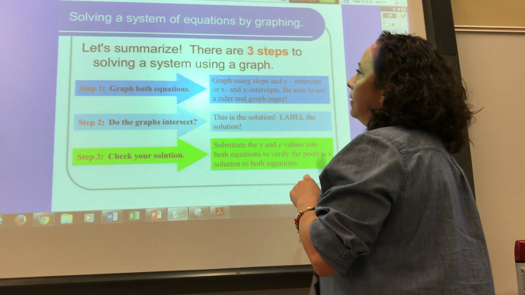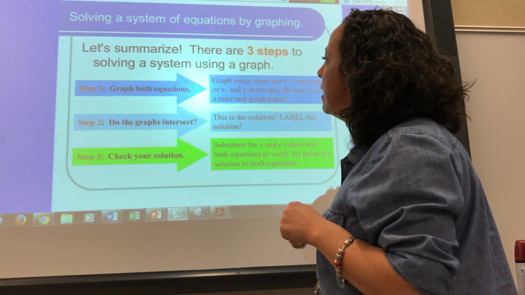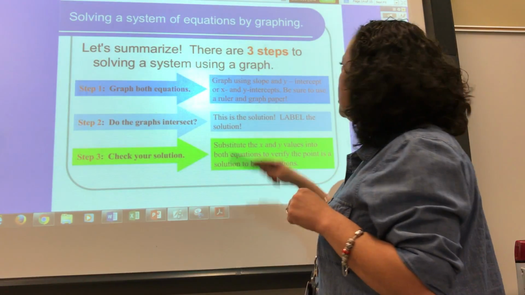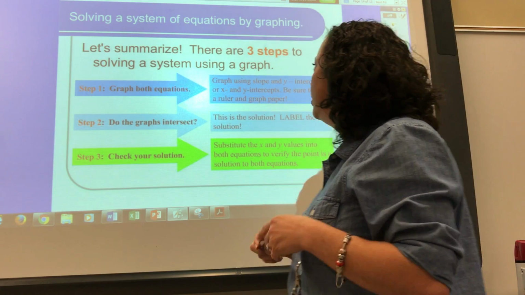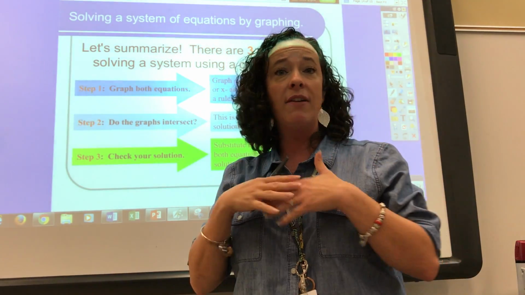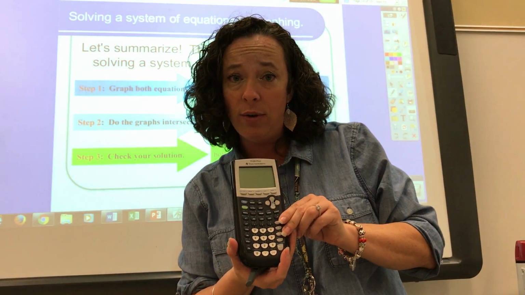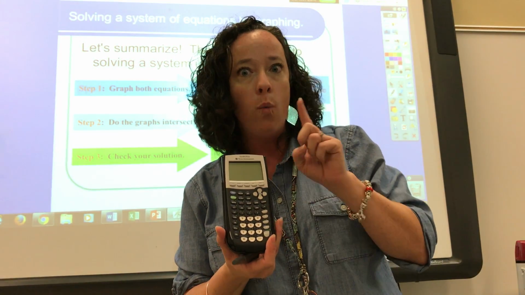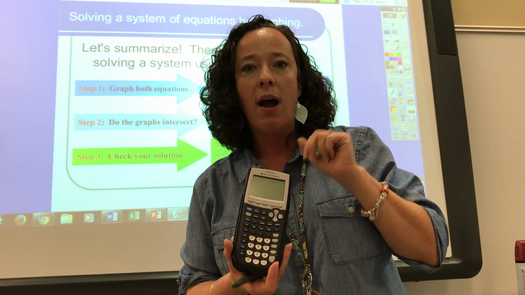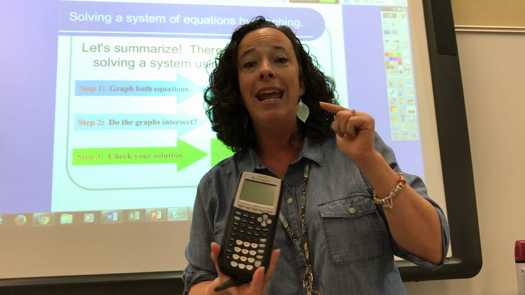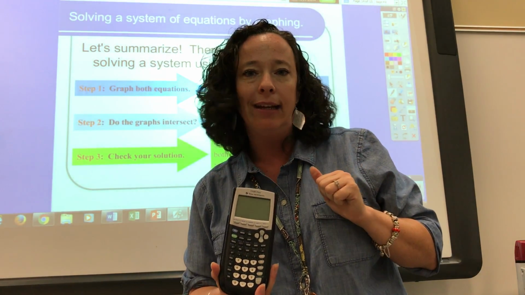Okay. So let's summarize. There are 3 steps to solving a system using a graph. Step 1, graph both the equations. You can use slope and y-intercept or x and y-intercepts. Be sure to use a ruler and graph paper if you don't have a graphing calculator around. However, if you have a graphing calculator, you can do it on here once you get it in y equals. We know how to do that too. In y1, you put the first one. And y2, you put the second one. Second calc, intersect, number 5. Enter, enter, enter. It'll give you the answer.